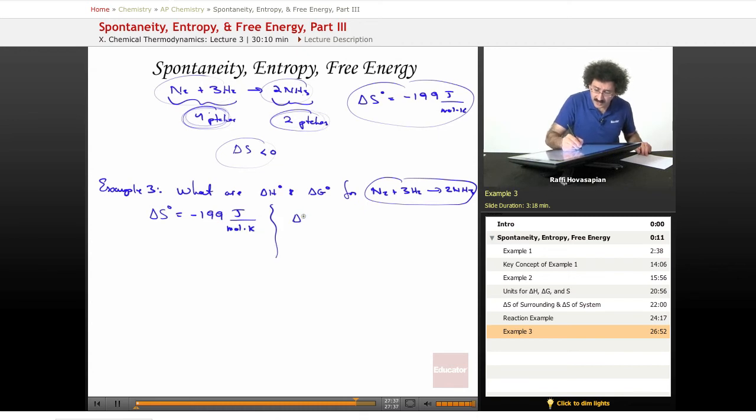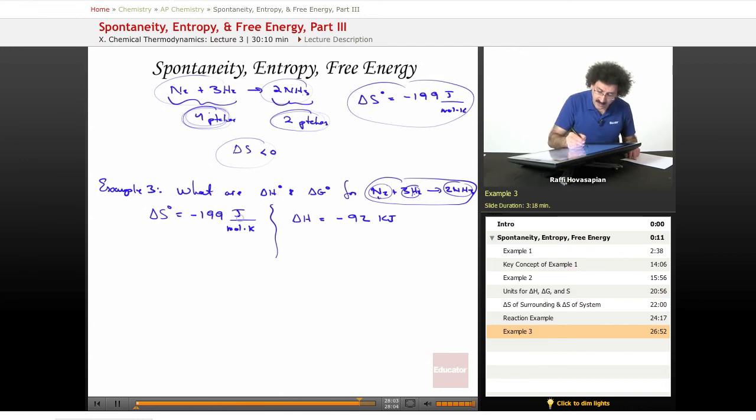And when we do the delta H, we're going to look up the delta H of NH3 gas minus the delta H of this and this. And if you remember, the delta H's of formation for elements, hydrogen gas and nitrogen gas, is 0. So it's only that number. And you end up with minus 92 kilojoules.